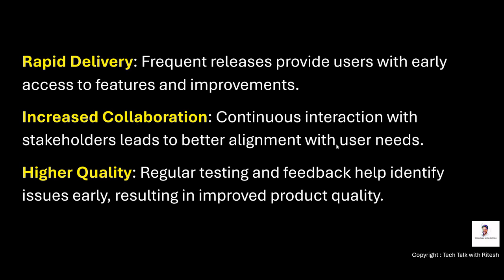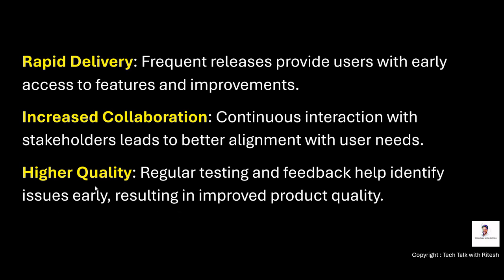Increased collaboration. Continuous interaction with stakeholders leads to better alignment with user needs. So within Scrum, for example, we do those show and tell sessions, we get the feedback before we put that feature on the production environment. We show it to client, see this is what we have built, is it working fine? We take the feedback and then sometimes we improve those things, right? So the collaboration is increasing with the stakeholders. Higher quality, regular testing and feedback help identify issues early, resulting in improved product quality.